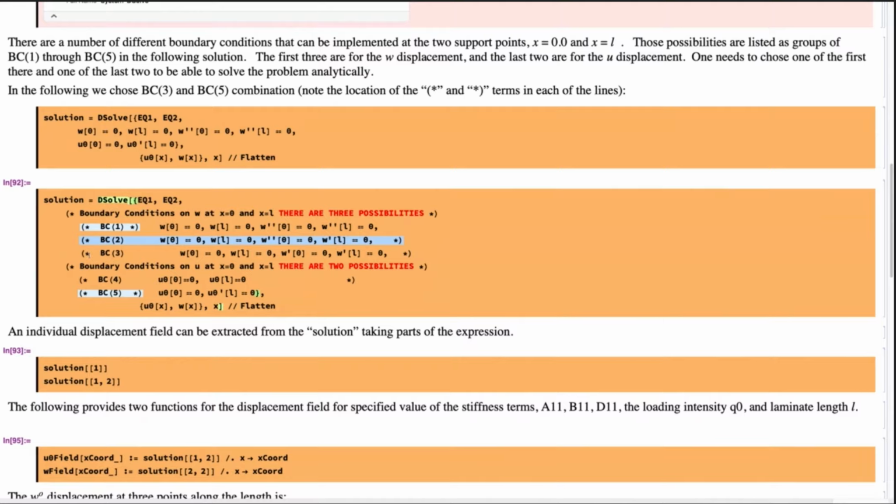The third boundary condition is again W at 0 and L equal to 0. There's actually one more condition that you can implement, and that is leaving this edge free. But in this case, I'm making W prime at 0 equal to 0. No rotation here, no rotation here. You can do one more boundary condition if you like.